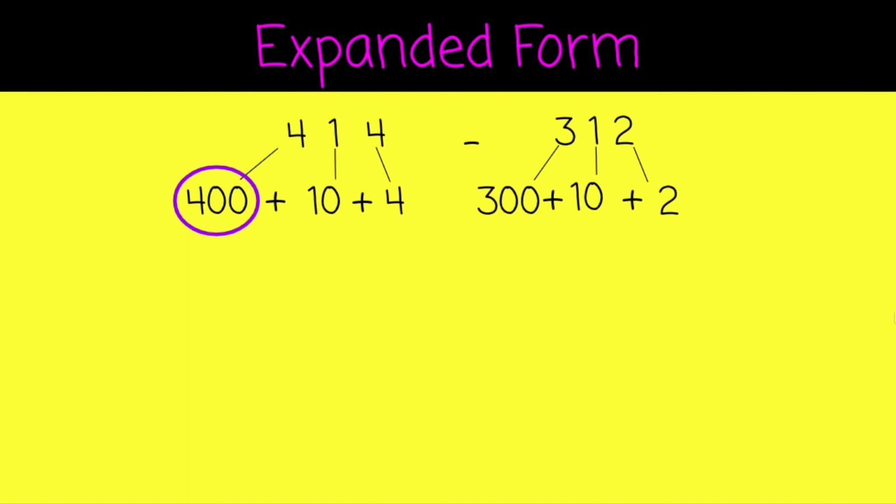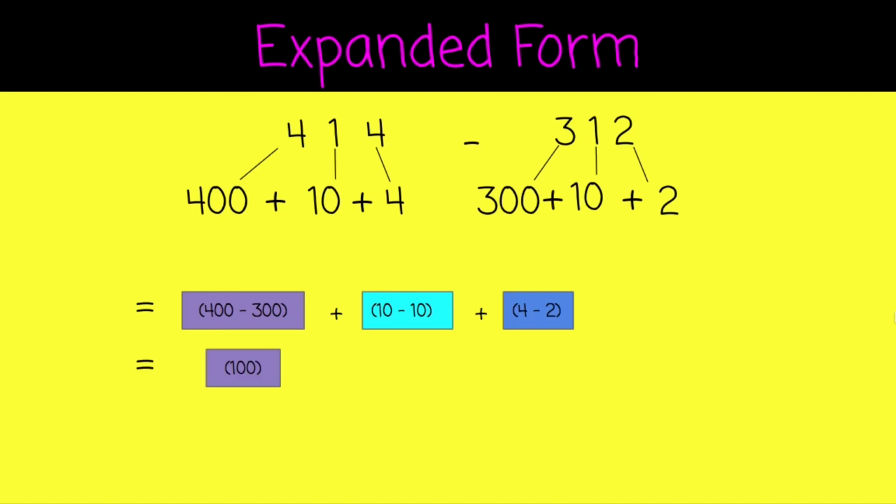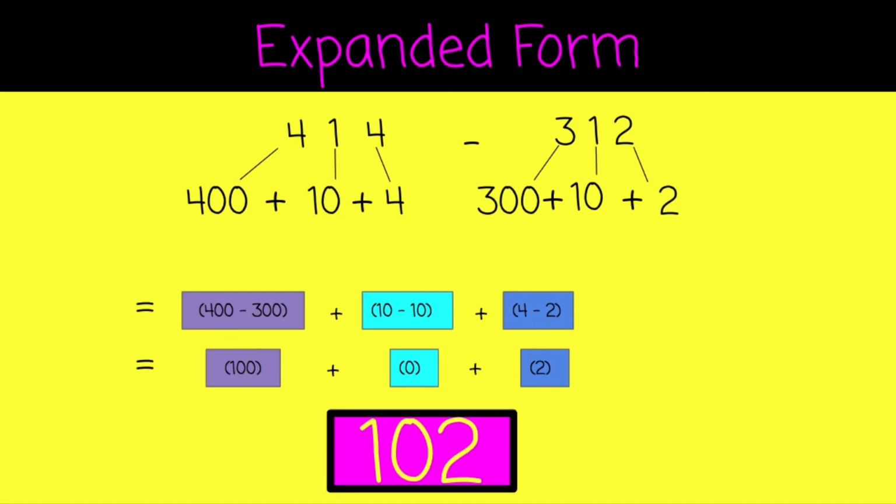Okay, time to subtract. Let's work with our hundreds. 400 take away 300, then our tens. 10 take away 10, and our ones. 4 take away 2. That leaves us with 100, 0, and 2 for a final difference of 102.